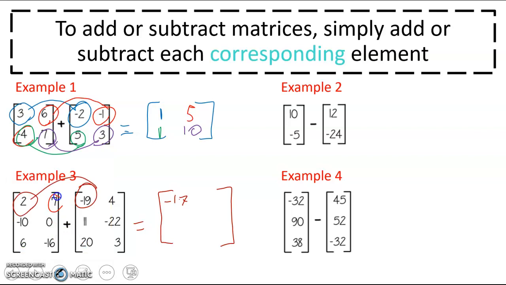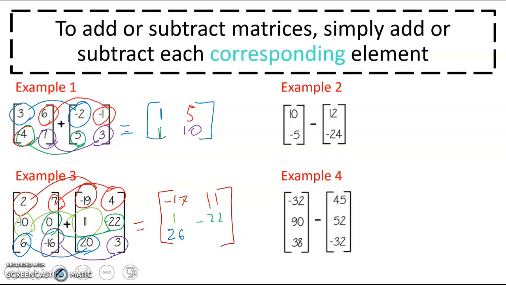We go red here, and we go another red. Here we go, 7. Corresponding element would be 4. 7 plus 4, just 11. Let me go green here. Then we go down here, negative 10 plus 11, just gets us 1. We go green again, 0 plus the negative 22. Well, that's just a negative 22. Blue, 6 and 20. 6 plus 20 just gets us 26. And then last but not least, purple again, negative 16 and 3. Negative 16 plus 3, that just gets us a negative 13 there, okay?